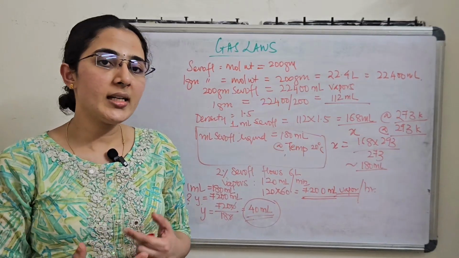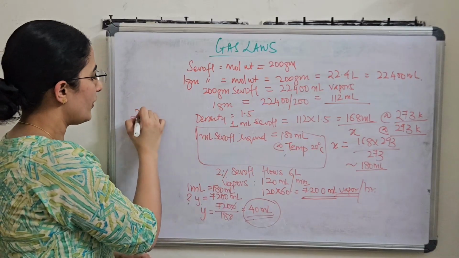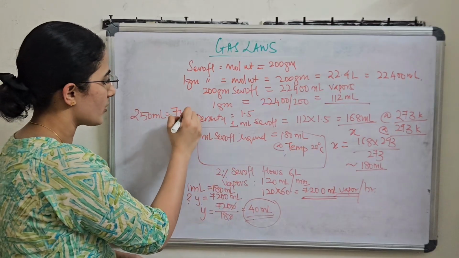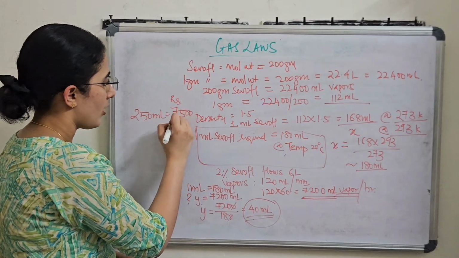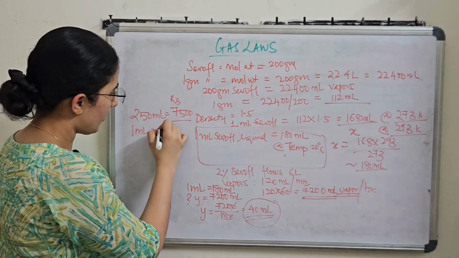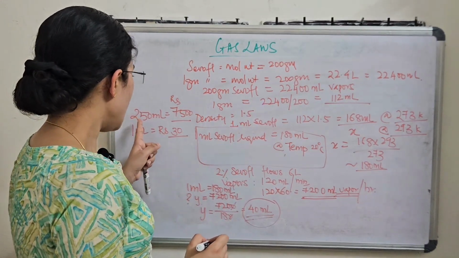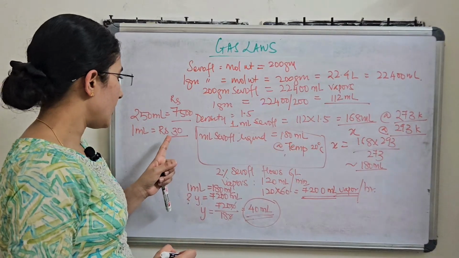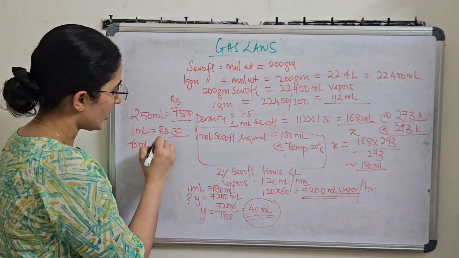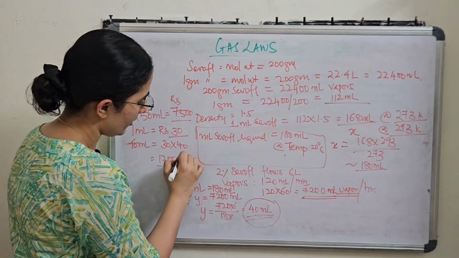Now, how can we calculate the cost? Usually, sevoflurane comes as a 250 ml bottle, which will have a particular cost, say about 7,500 rupees in Indian currency. So 1 ml is approximately 30 rupees. So how much are we requiring? 40 ml. So 40 ml is equal to 30 into 40, which is 1200 rupees.